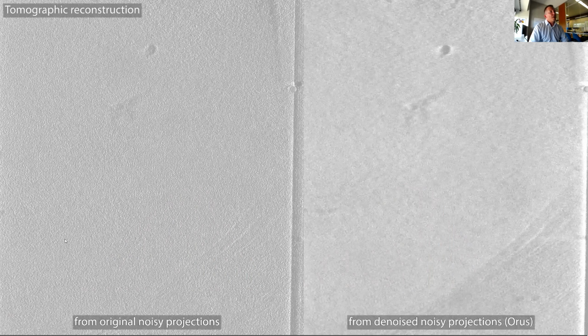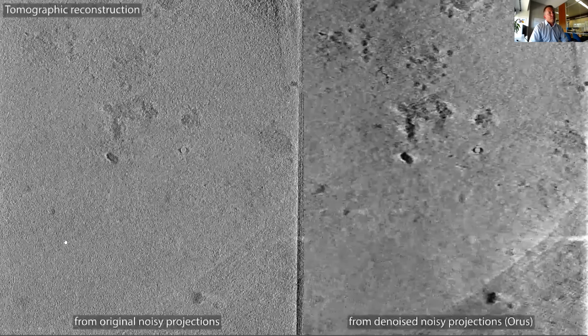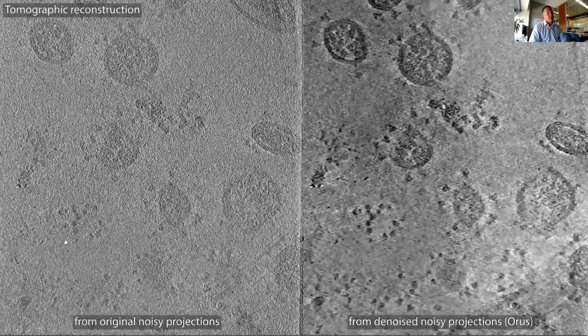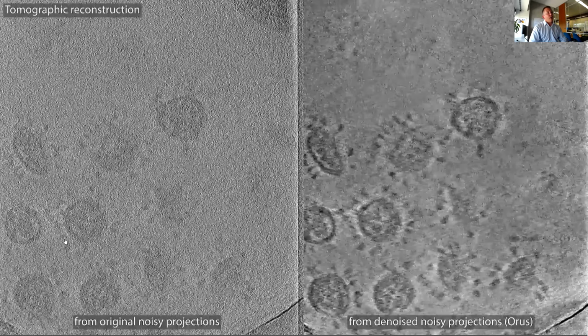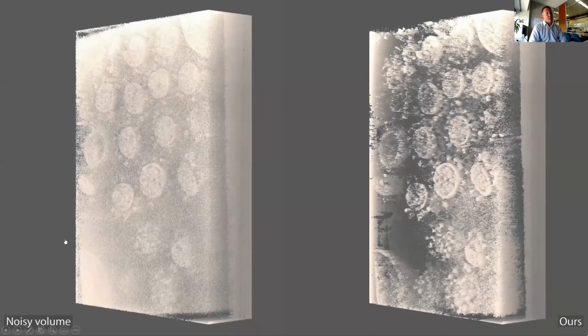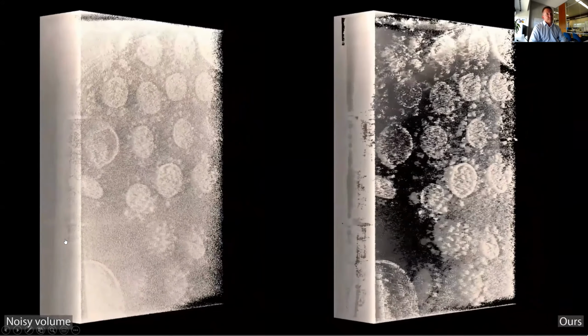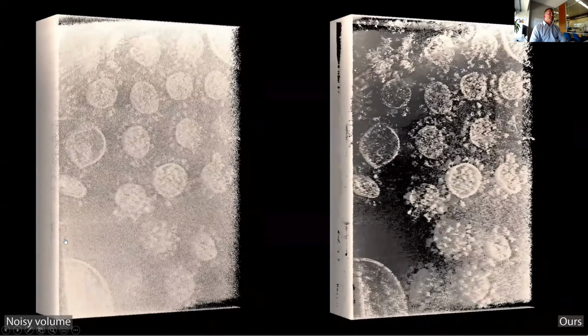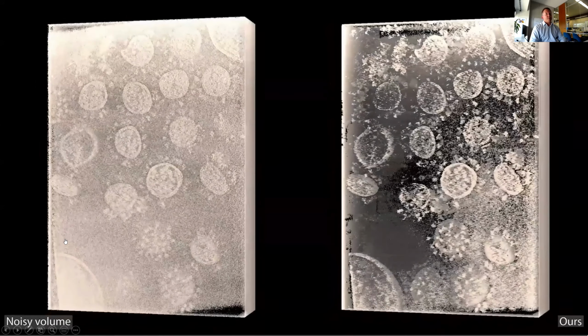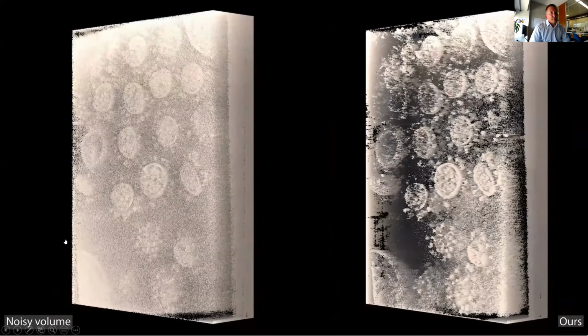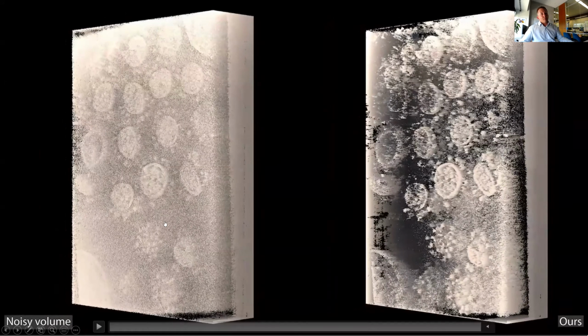I will give you some resulting denoised representations of our tomographic reconstructions. So these were tomographic reconstructions from the denoised projections. And you can see here a comparison of a noisy volume with direct volume rendering and the denoised volume, where you can see that a lot of noise has been successfully removed from these acquisitions of SARS-CoV-2 variants.